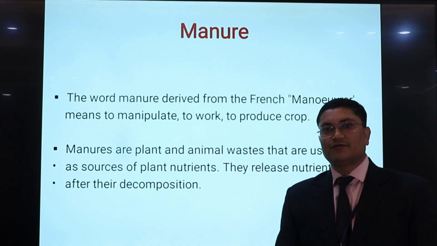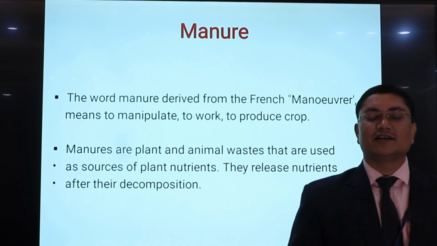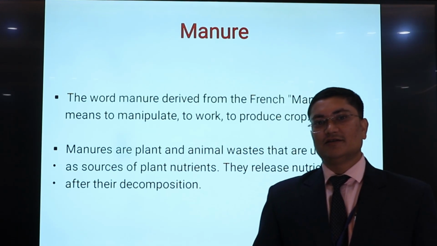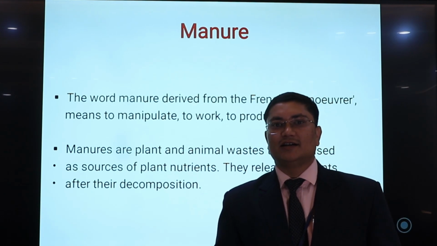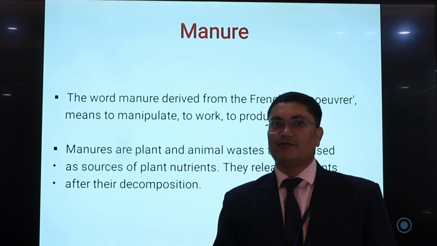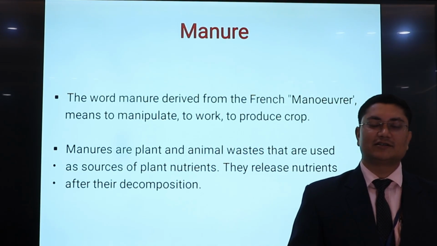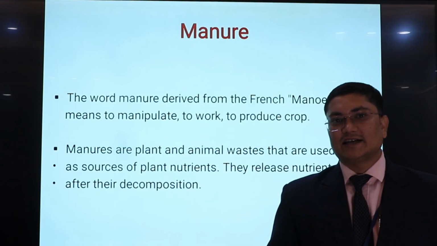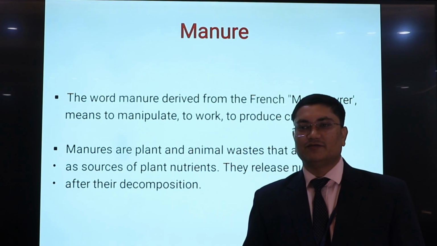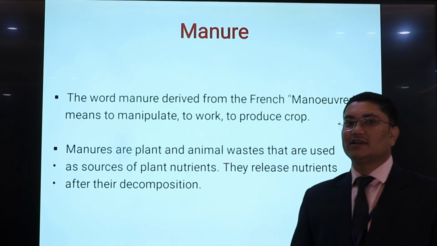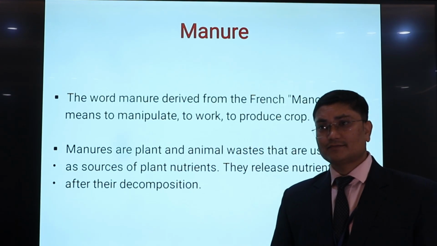Now we come to the fulfillment of these 17 elements. This is done by giving manure and fertilizers, and in organic culture we have also introduced biofertilizers. So we have three categories to fulfill the nutrients of the plants: first manure, second fertilizers, and third biofertilizers. We have a total of three options to fulfill the nutrient requirement of the plant. The first is manure.